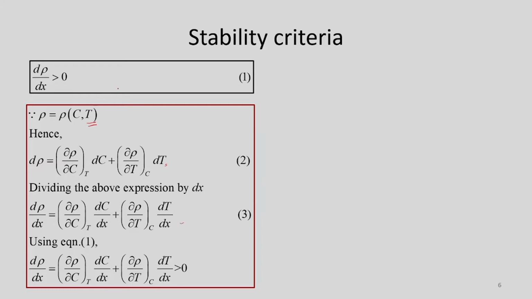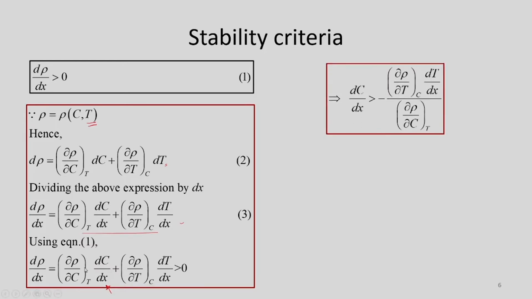Now, if we apply equation 1, then d rho by dx is equal to this portion, which is greater than 0. Now, if I am interested in developing the expression in terms of dC by dx, the concentration gradient along the depth, then we can develop it. d rho by dx will be something like this. So, this equation I can write here.